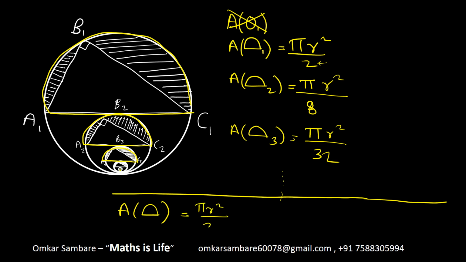We can take pi r square upon 2 as common, and in the bracket what will be remaining? For the first semicircle only 1 will be remaining. For the second semicircle 1 upon 4 will remain. For the third semicircle 1 upon 8 will remain. And every time, if you find the pattern here, oh, here not 8, it is 16 here. If you find the pattern, you will see it is a GP, that is geometric progression.